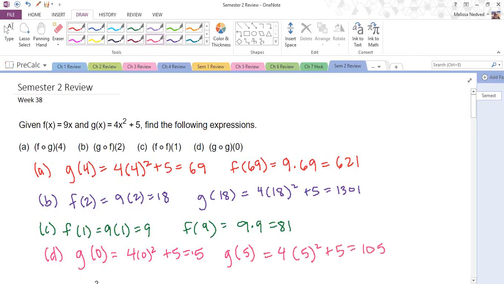So just a quick review on composite functions. You do have a couple questions in your homework where you'll also be reviewing composite functions with graphs and working with inverse functions as well with graphs. So just kind of keep that in mind.